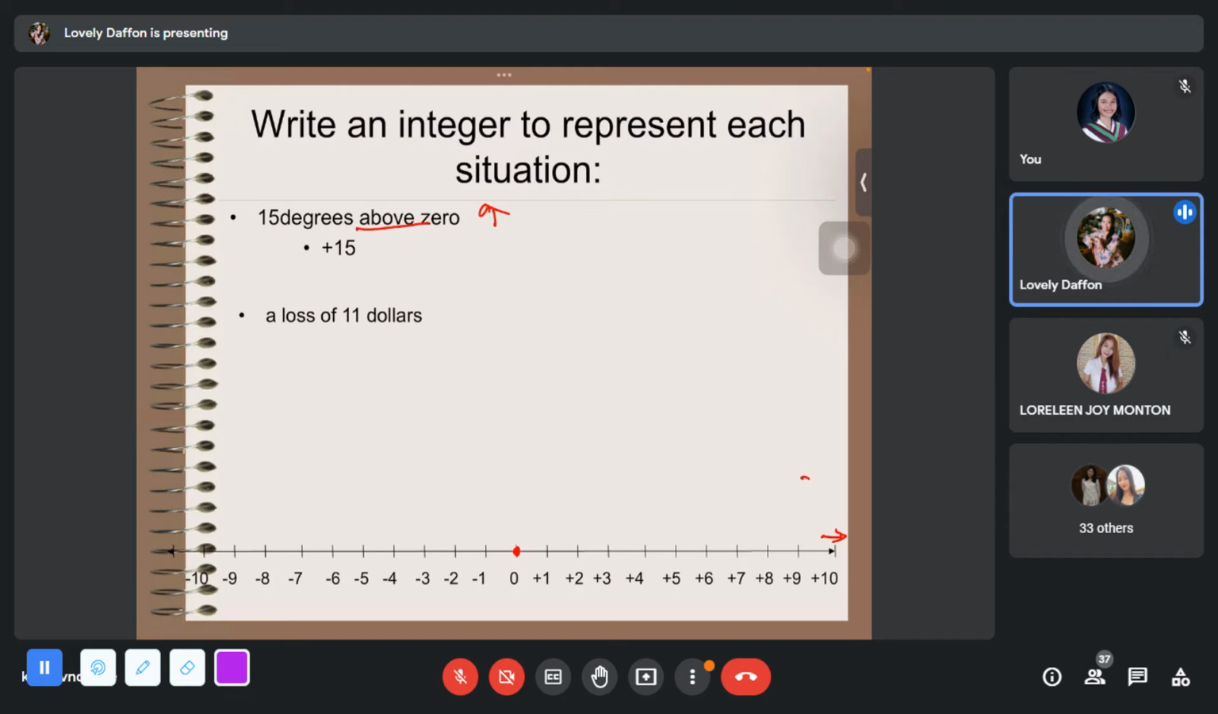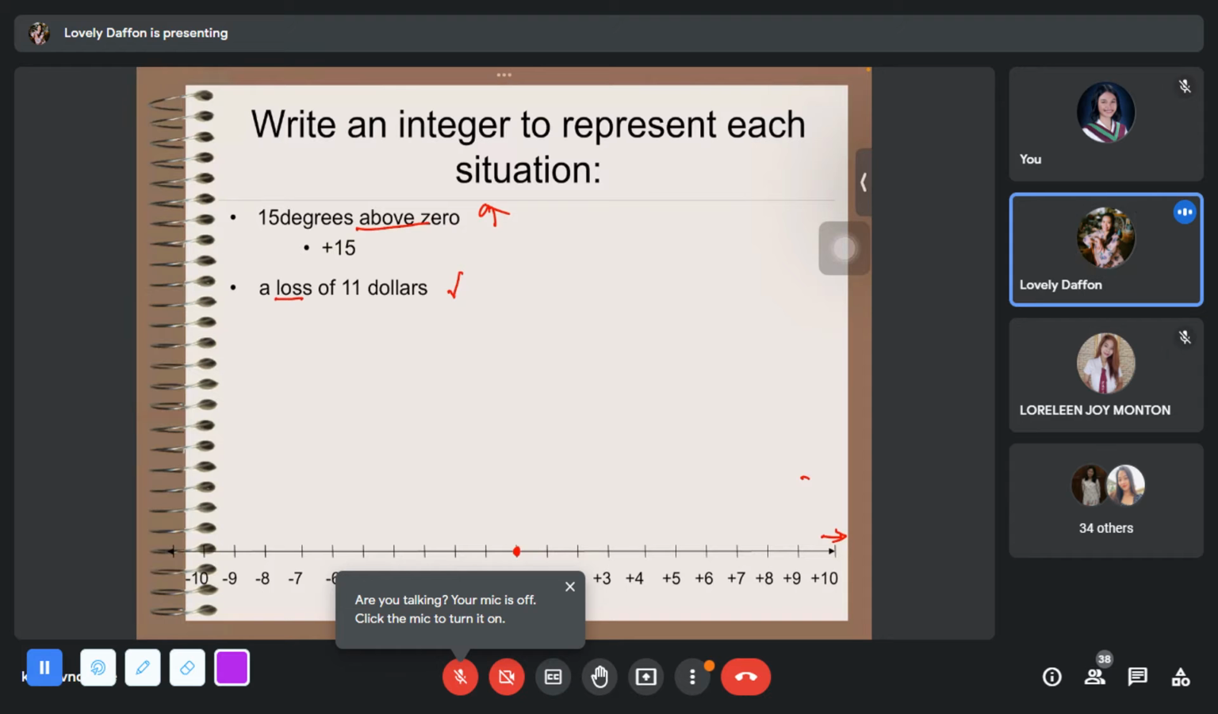Next is a loss of $11. So since you have here a loss, nawala, so therefore, it's going down. So parang may nakuha. So syempre, maybe you can find that one on the left side. Kasi loss man, may nawala. Okay, negative 11.